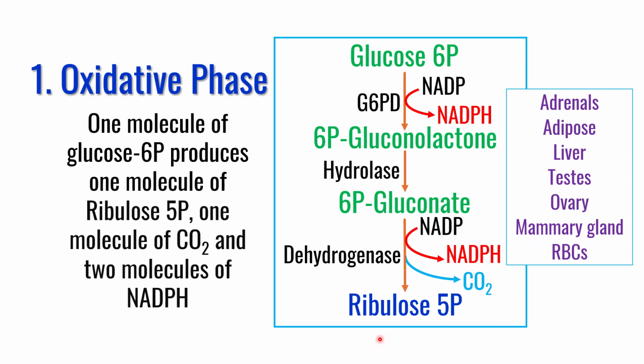This phase is active in tissues which are actively involved in the synthesis of fatty acids, lipids, cholesterol, steroid and sex hormones, in organs such as adrenal gland, adipose tissue, liver, testis, ovary, mammary gland, lactating mammary gland, and RBCs. RBCs are special in the sense that this is the only pathway to produce NADPH to maintain the integrity and function of these cells.